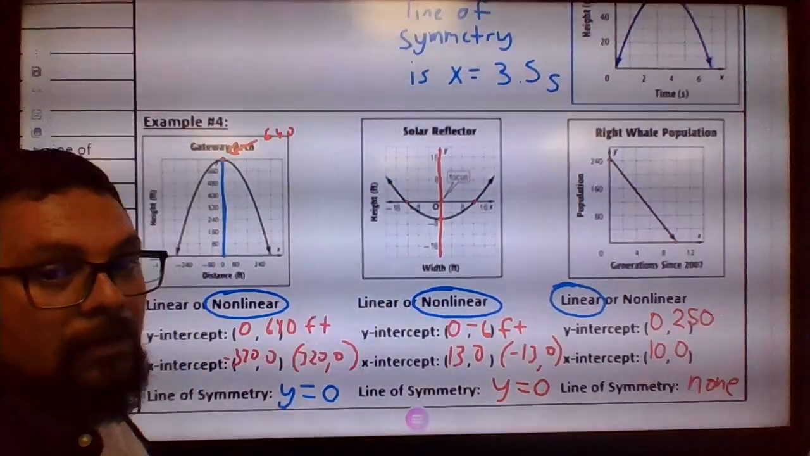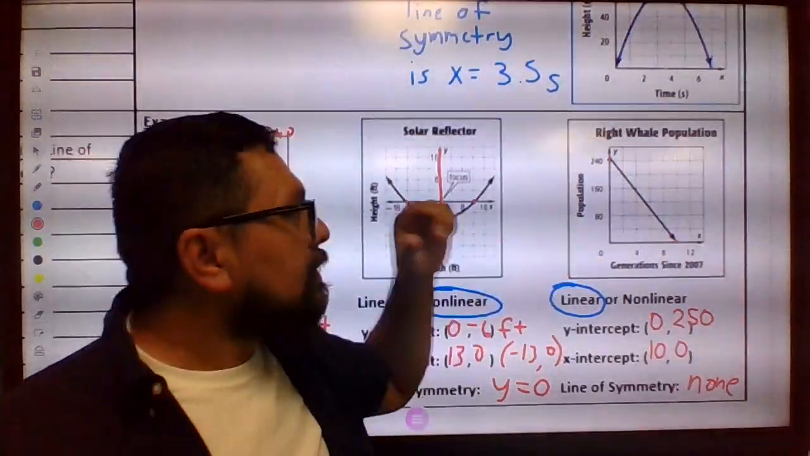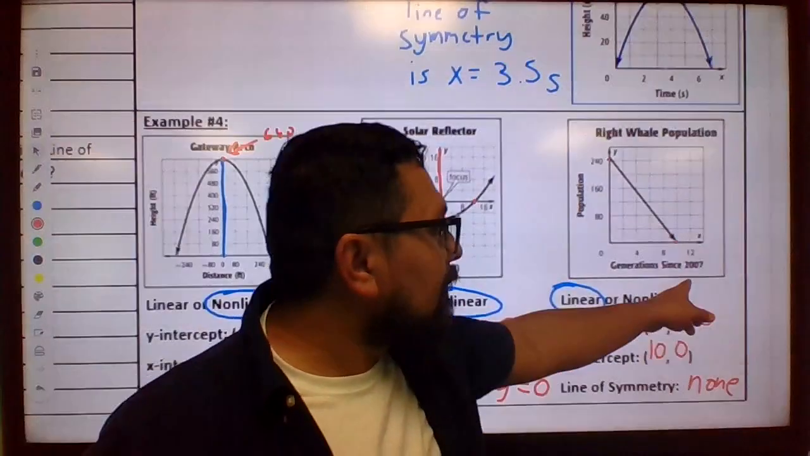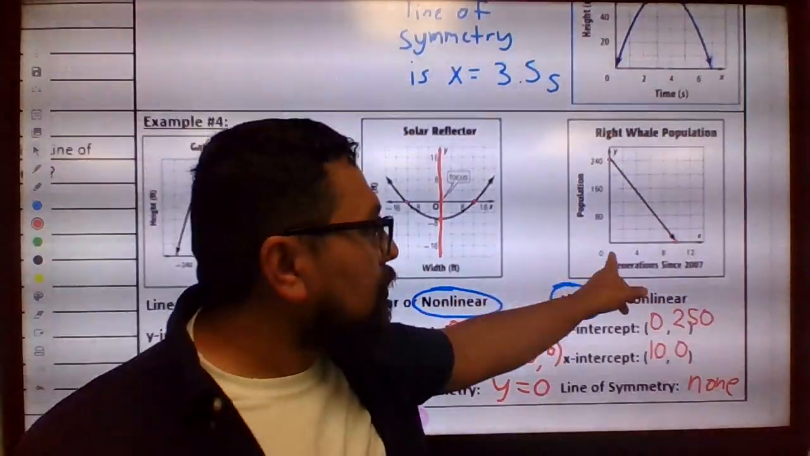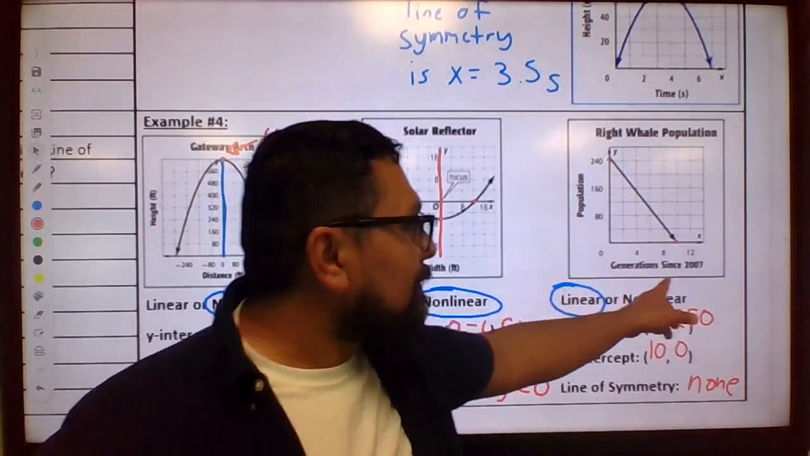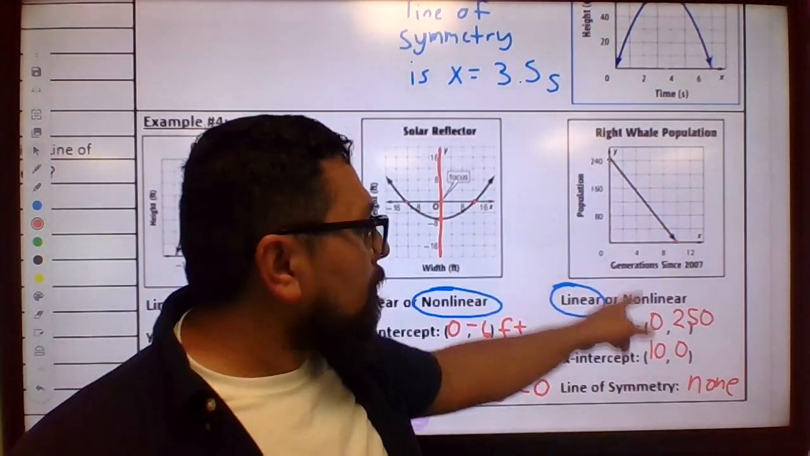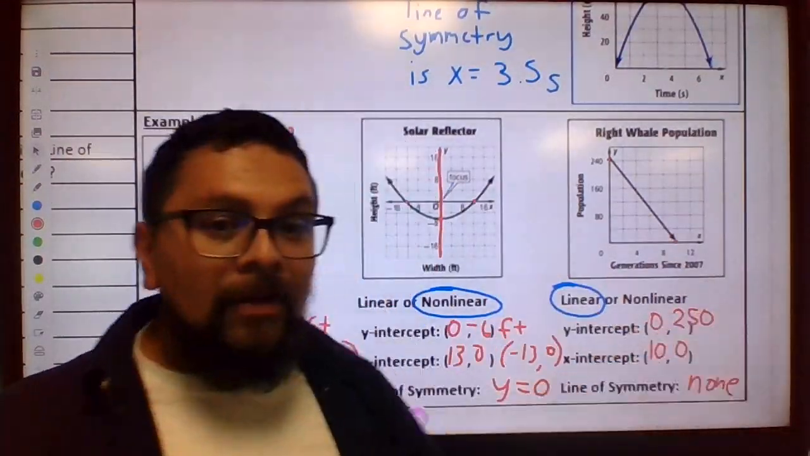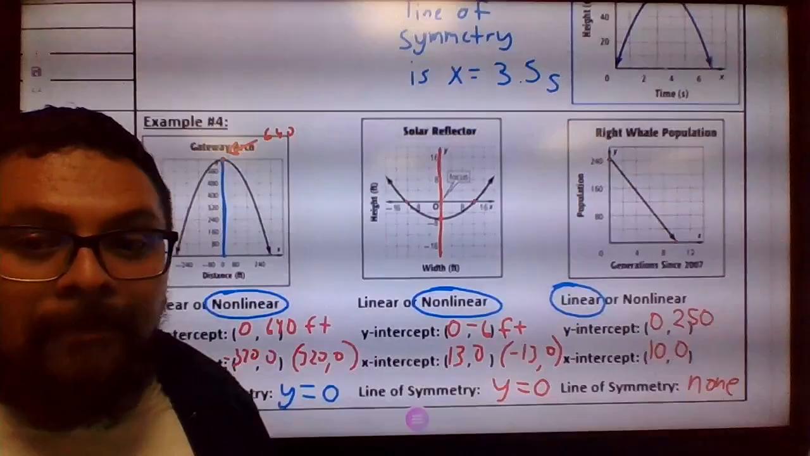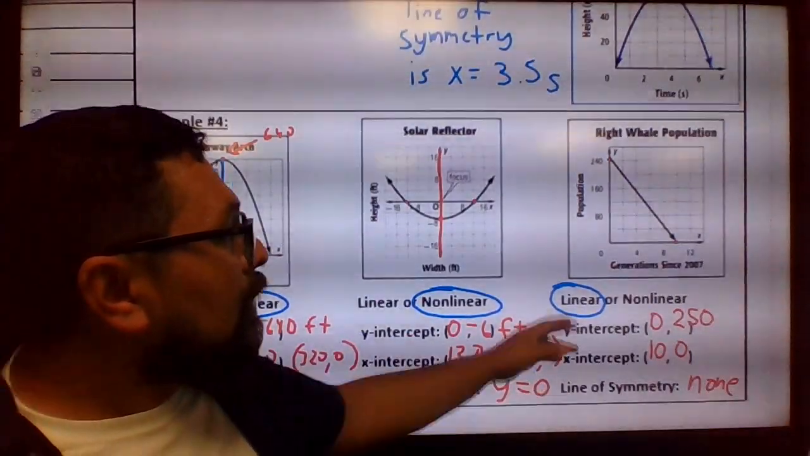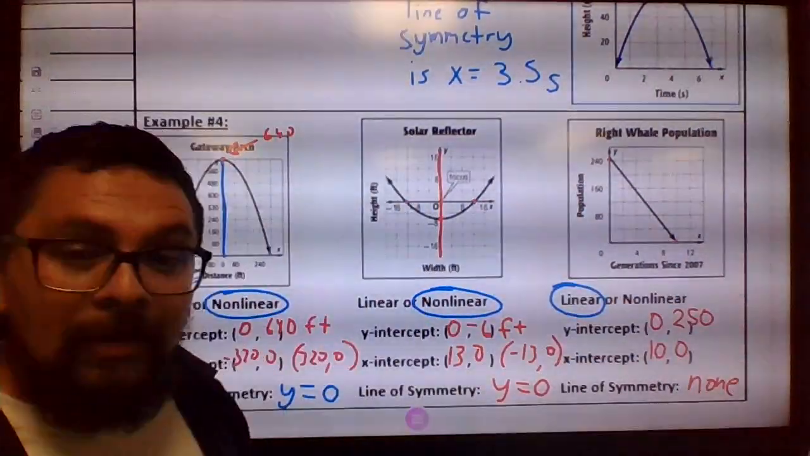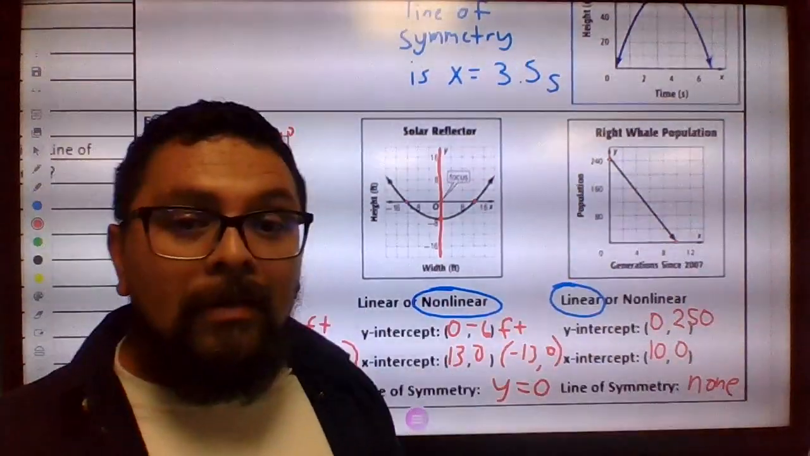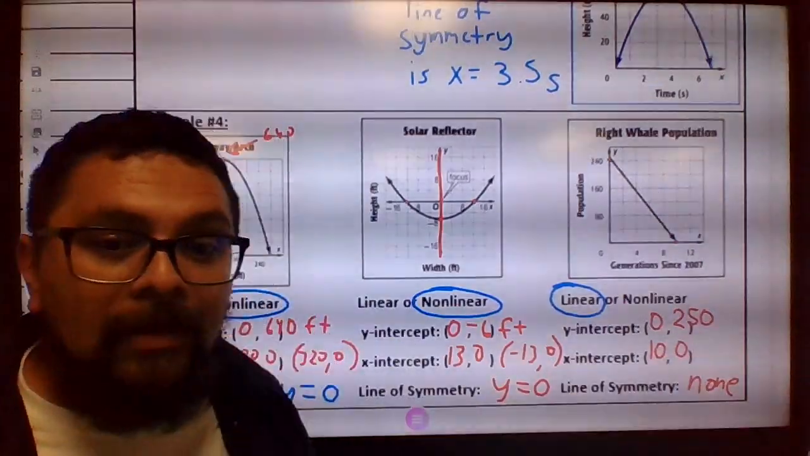And then this one, it's the whale population. When they started this study, year zero is 2007. In 2007, there were about 250 whales, and now 10 years later, which is 2017, they're dramatically decreasing in amounts. That's what that means. They're always decreasing.